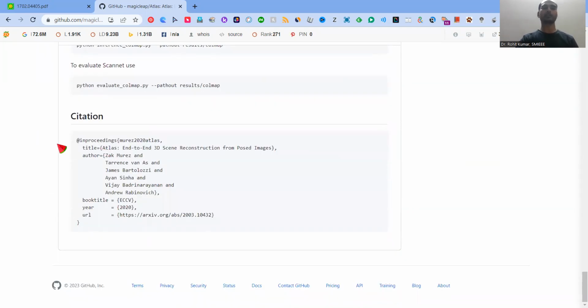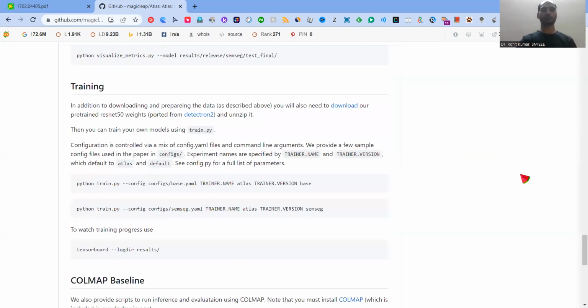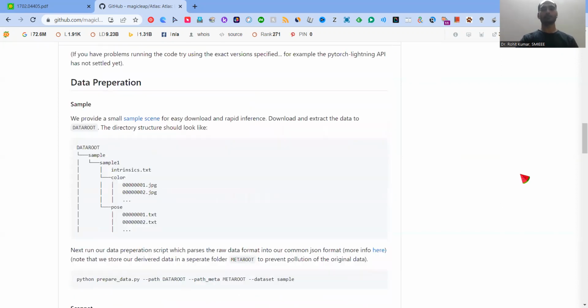And don't forget to give due citation, because it's always difficult to contribute, and giving credit to the original authors is the basic bottom line of research.